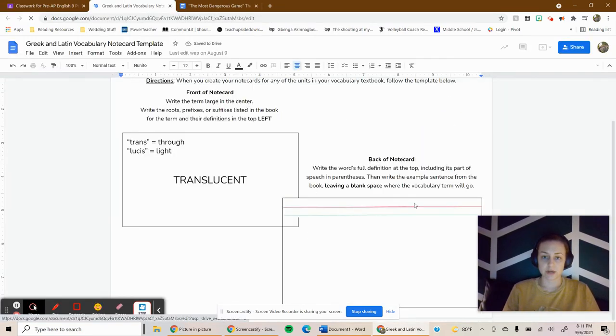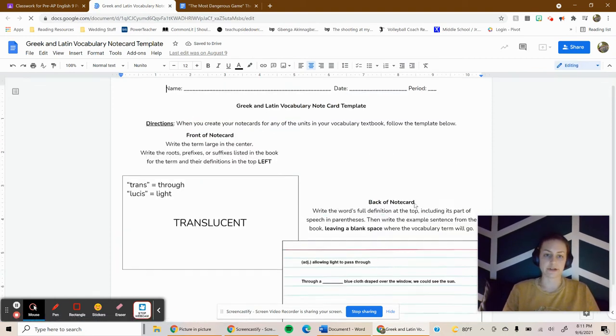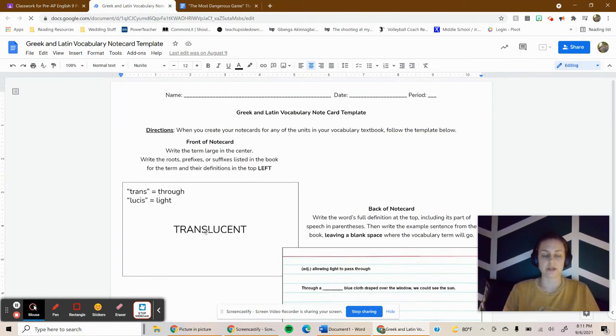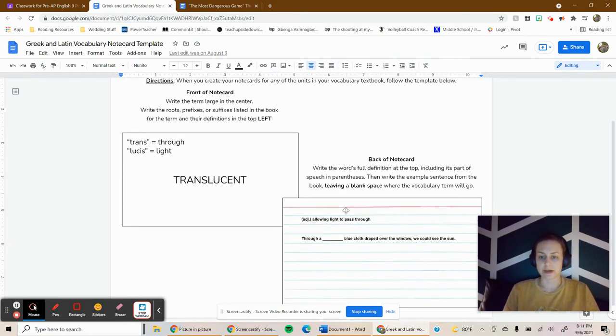In case you forget how to do those, I did put on the assignment the copy of that template handout. So it reminds you, okay, here's how you're going to do your front of the note card with the term and the definitions of the Greek and Latin roots inside of it. And then you've got the back of the note card where you just put the definition and the example sentence.